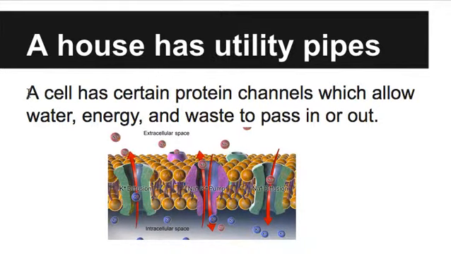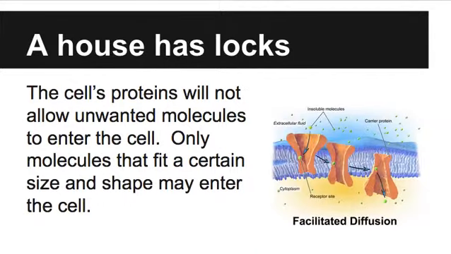Alright, now a house also has utility pipes. A cell has certain protein channels which allow water, energy, and waste to pass in or out. Just like you would take out the trash, or have water piped into your house, or energy like gas and electricity piped into your house, there are also certain channels, certain places on the cell that allow that to be passed into the cell. So it's very particular as to what it lets in.